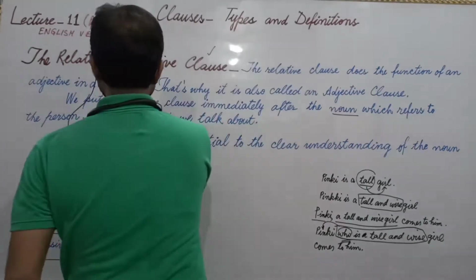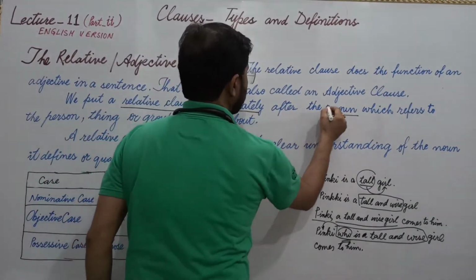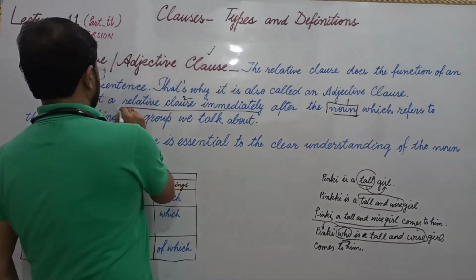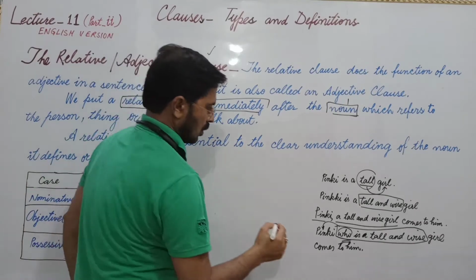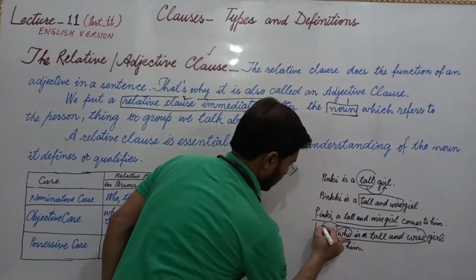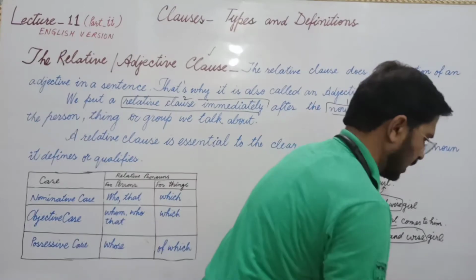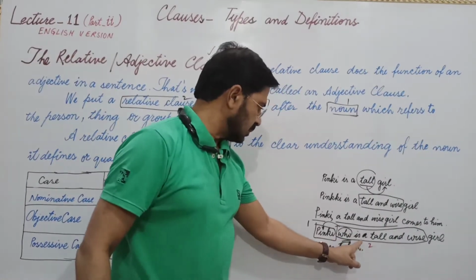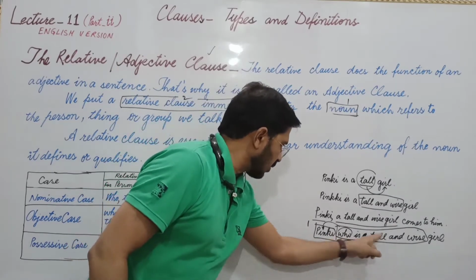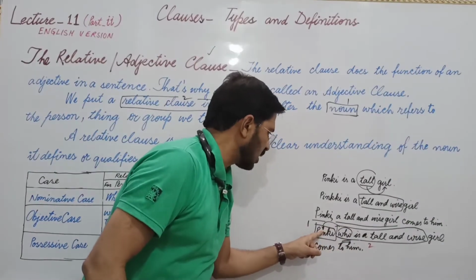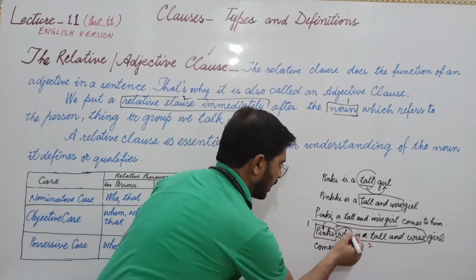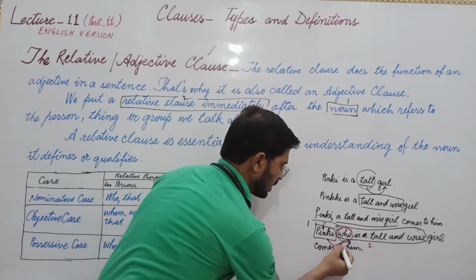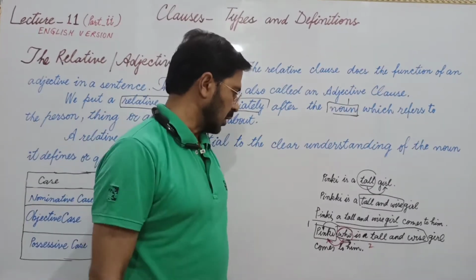Relative clause comes immediately after the noun. It means the noun will come at number 1 and the relative clause at number 2. Yes, this is number 1, you can understand, and this is number 2. Relative clause comes just after the noun, and this is called the connector or relative pronoun that connects this subject or noun here.